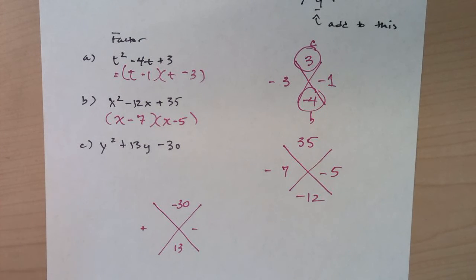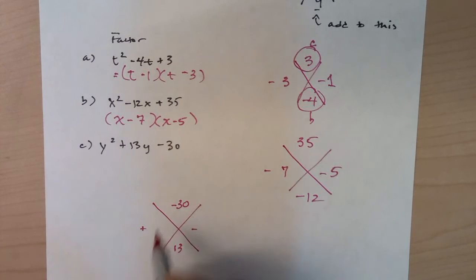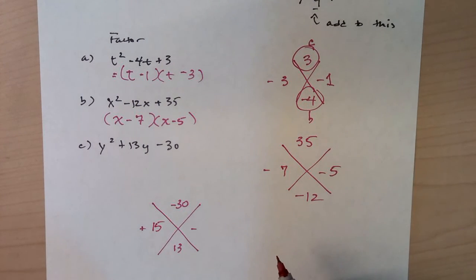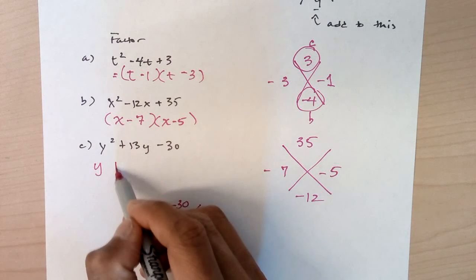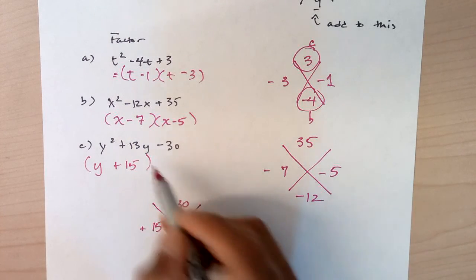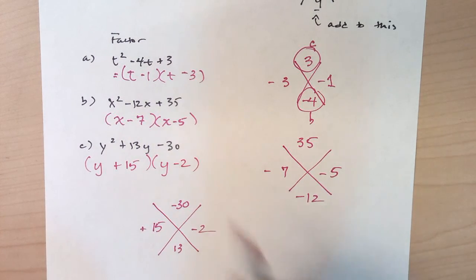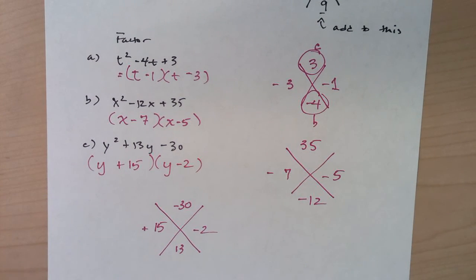And the factors that add to 13 and multiply to -30 are positive 15 and -2. 15 times -2 is -30. 15 plus -2 is positive 13. So it would factor into y plus 15 times y minus 2. And that's what C would factor into.